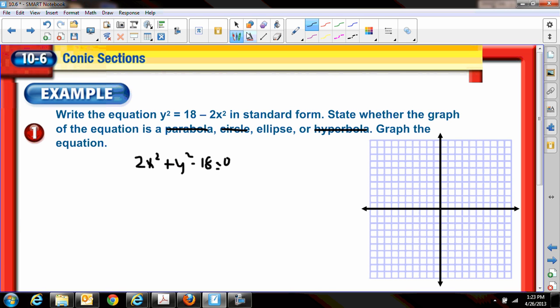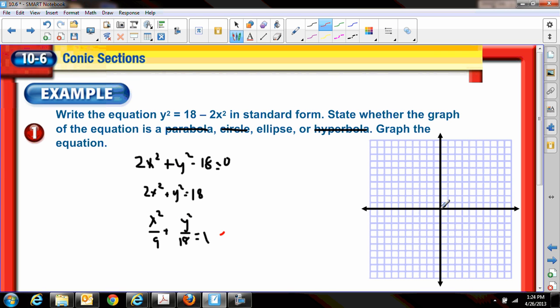And the form that I like is when x squared and y squared are on the same side, and it's equal to 1. So let's add the 18 to the other side, and now I can divide by 18. When I divide by 18, this gives me x squared over 9 plus y squared over 18 equal to 1. Once this is in this nice standard form that I like, now I can get all my given information.